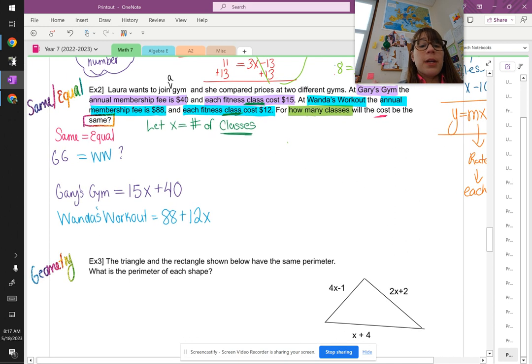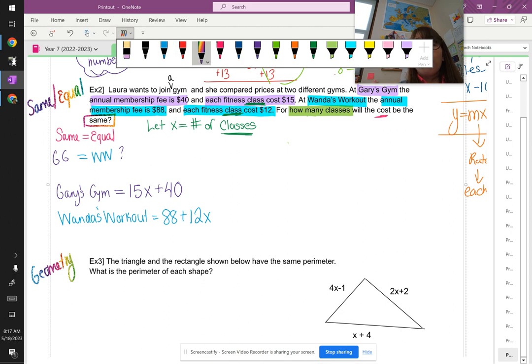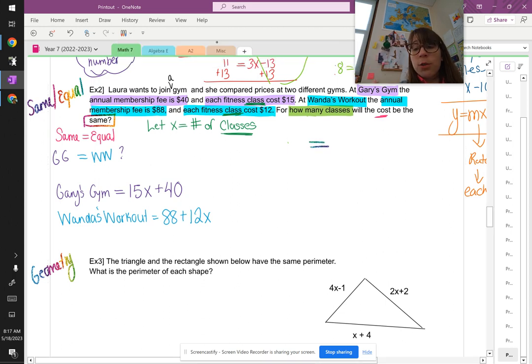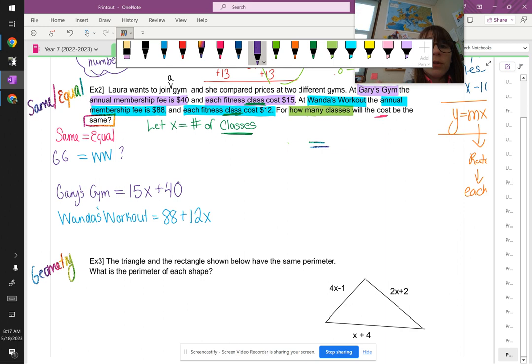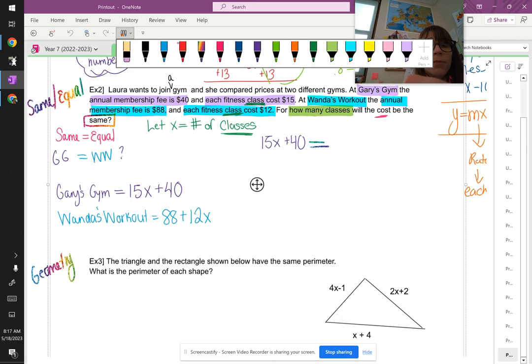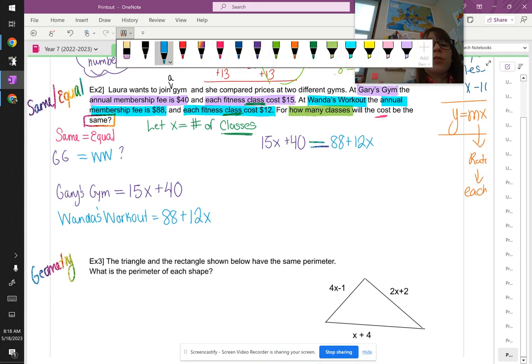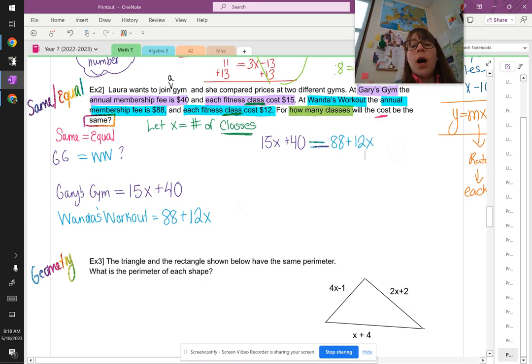All right, so now that we have our expression for Gary and our expression for Wanda's, we know that they're asking us when they're going to be the same. So we're going to set those 2 things equal and make that equation. We're going to take Gary's gym of 15x plus 40 and set it equal to Wanda's workout of 88 plus 12x. Again, not wrong if you have the 12x first. All right, now we're solving.